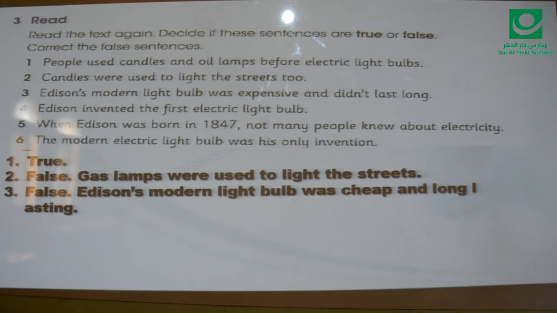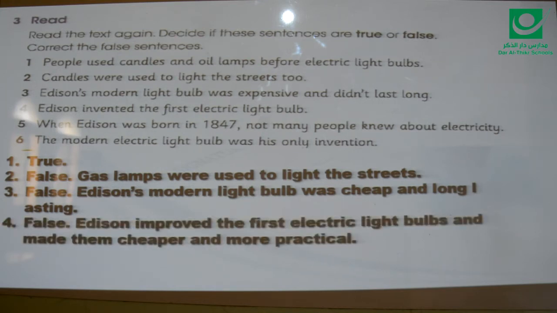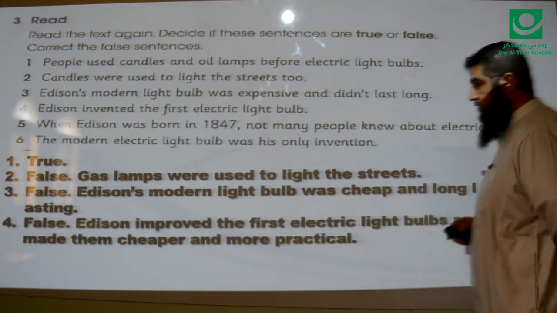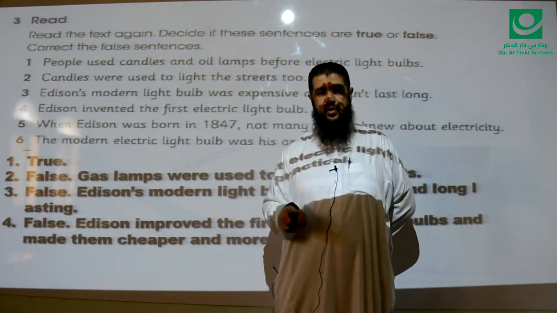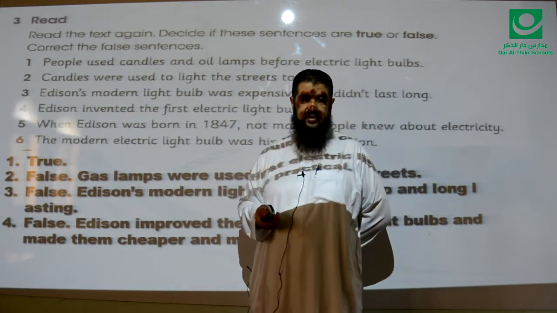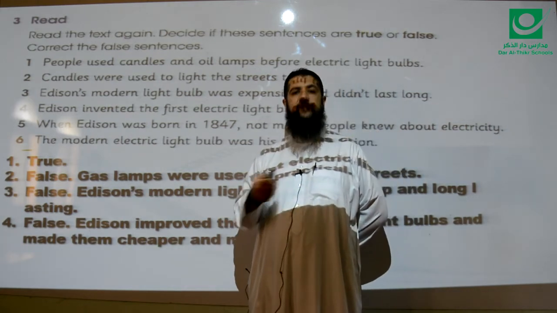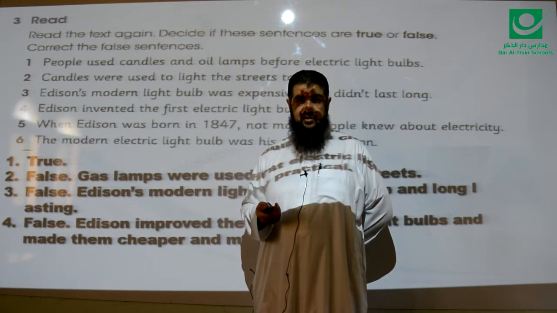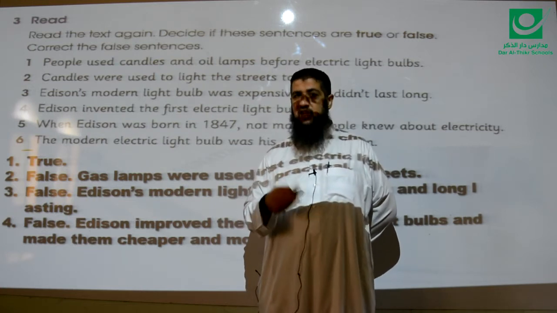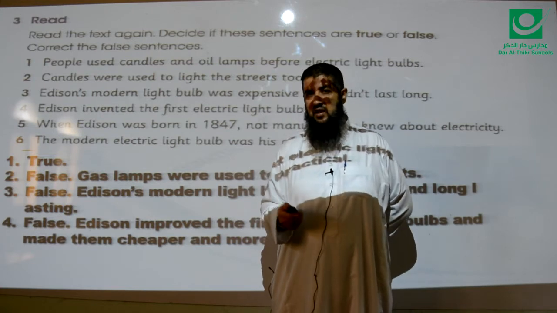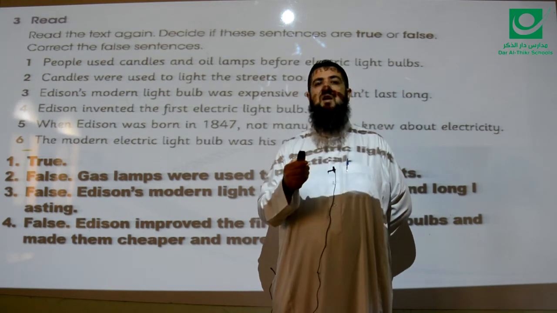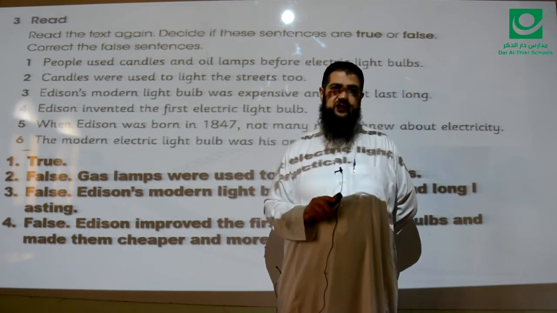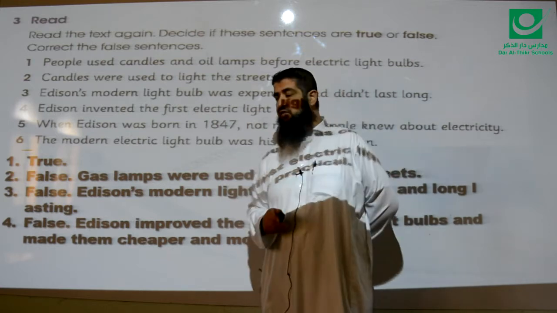Number 4, Edison invented the first electric light bulb. Again, students, this is very important for you to know. Edison was not the first one who invented the light bulb. There were many inventors before Edison. They tried to invent the light bulb, but they couldn't make it. Edison was the first one who could invent the light bulb, and it worked. Please pay attention to this piece of information.